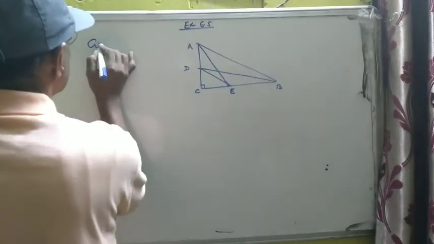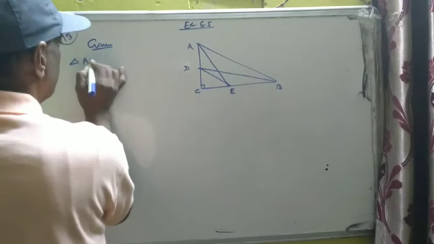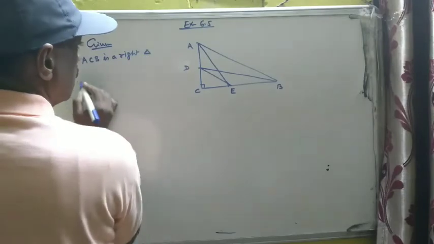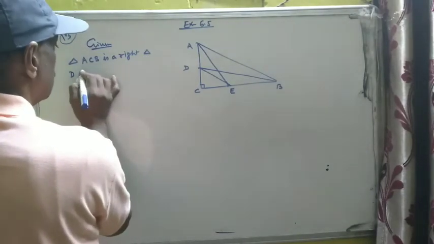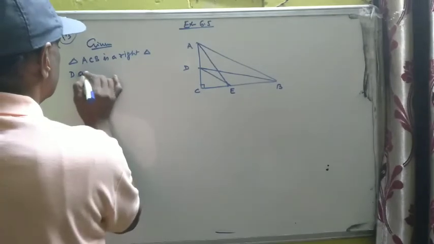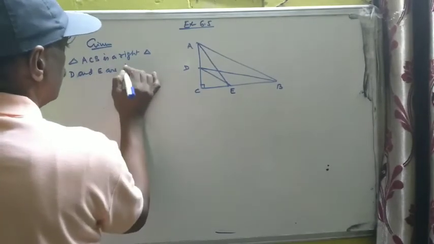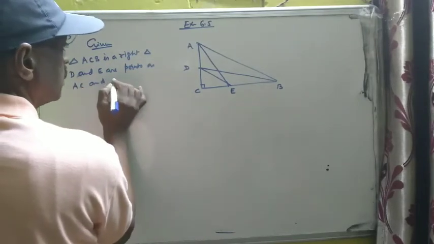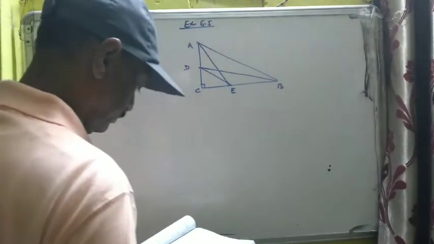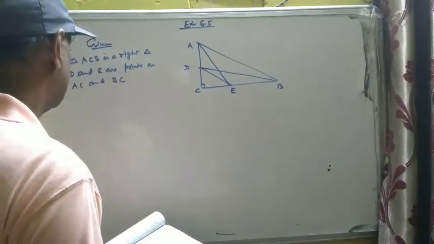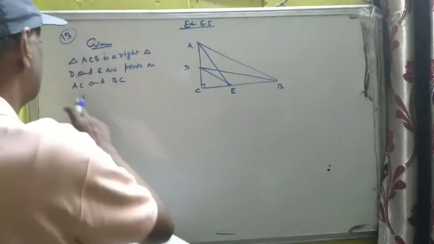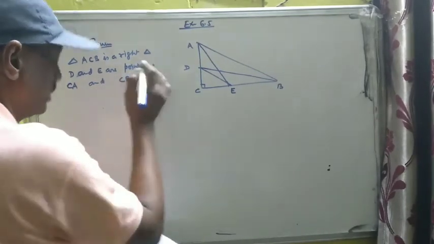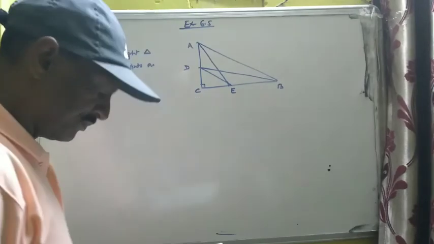So given, triangle ACB is a right triangle, D and E are points on AC and BC. It is written in the book CA and CB, so it is better to write CA here and CB here. But same thing is, both are the same.